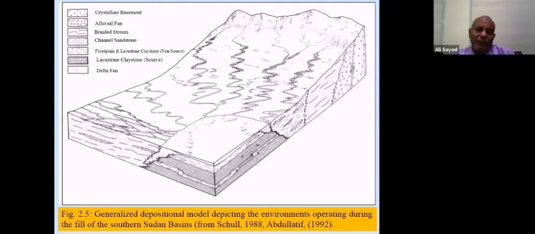Also, this shows the value deposition environments generalized for this basin. These depositional environments mainly range from lacustrine, freshwater lake, then fed by meandering and braided river fluvial systems, and then at the periphery of the lake we will find the deltaic depositional environments.